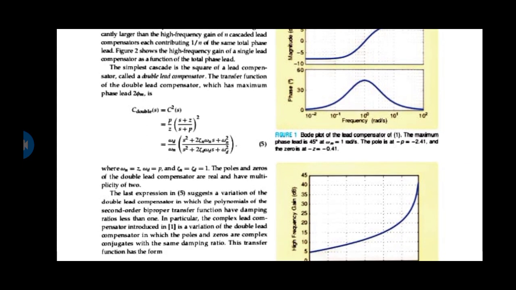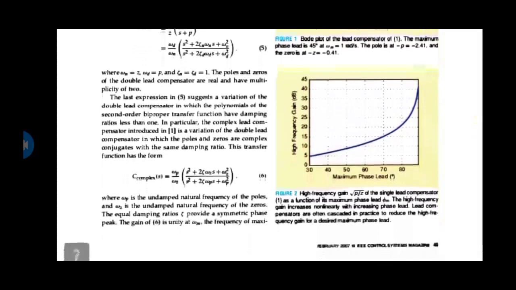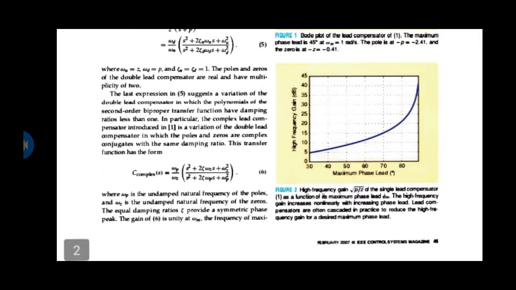Figure 1 was about a single lead compensator of the equation where the maximum phase is 45 degrees at omega m equal to 1 radian. The pole is at minus p equal to minus 2.41 and the zero is at minus z equal to minus 0.1. Figure 2 was about the high frequency gain, the square root of p by z, of the single lead compensator in equation 1 as a function of its maximum phase lead phi m. The high frequency gain increases non-linearly with increasing phase lead.